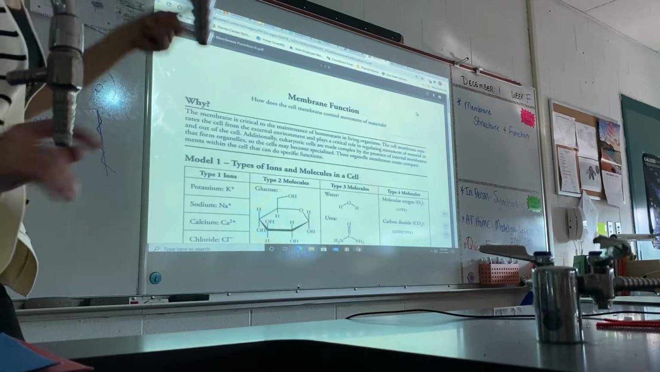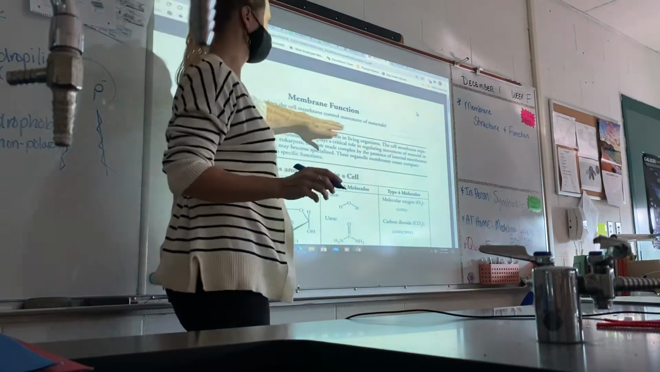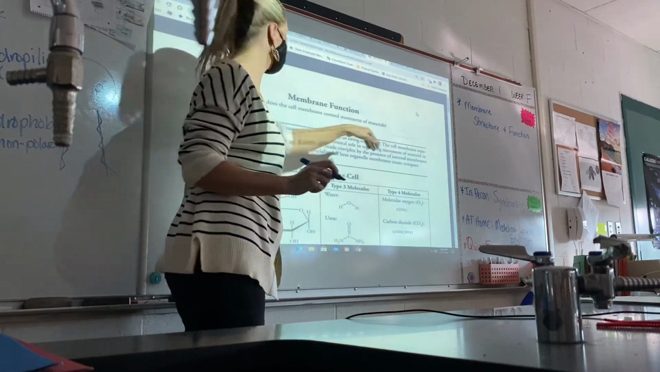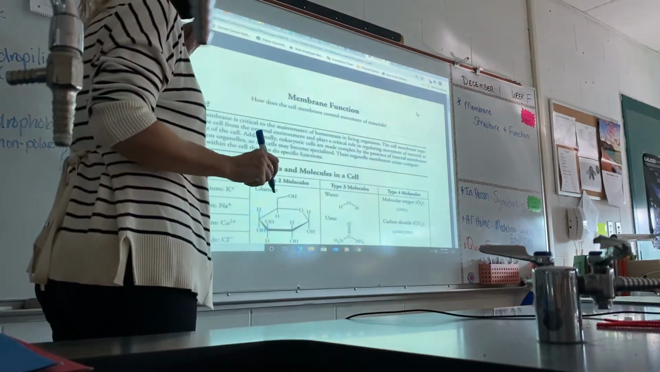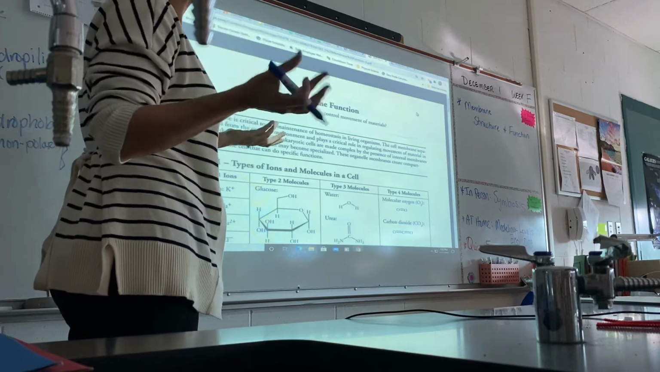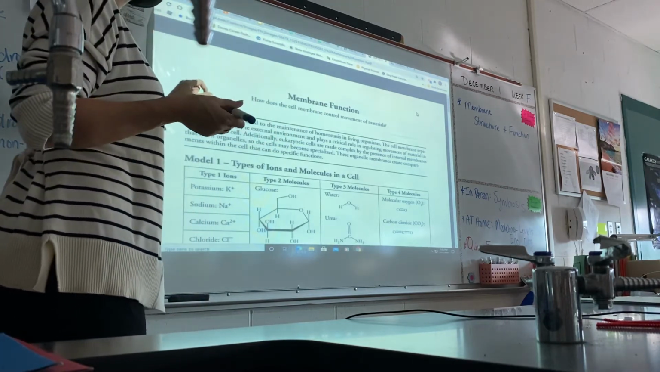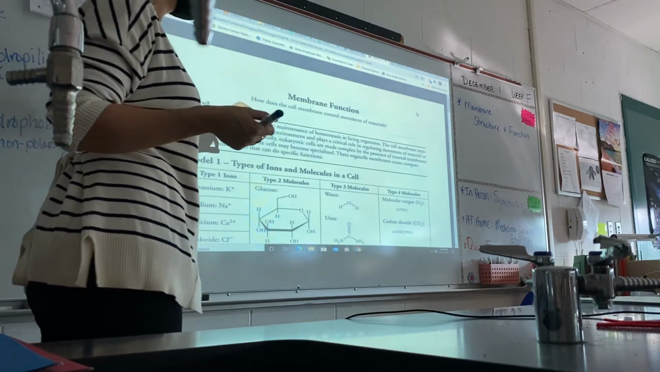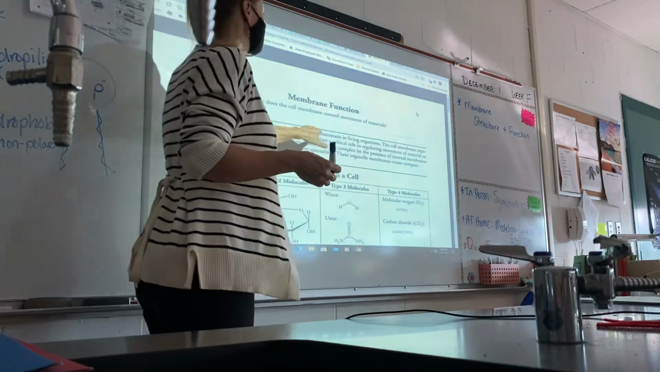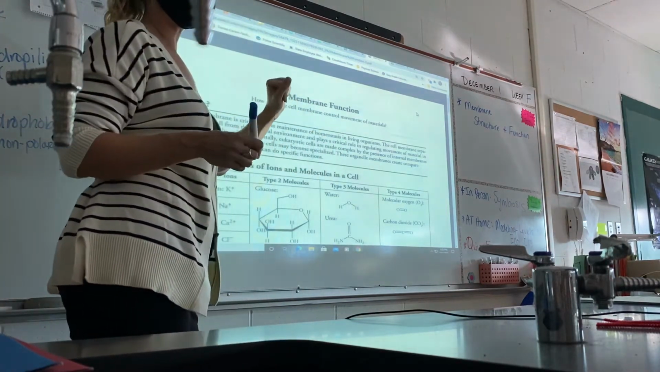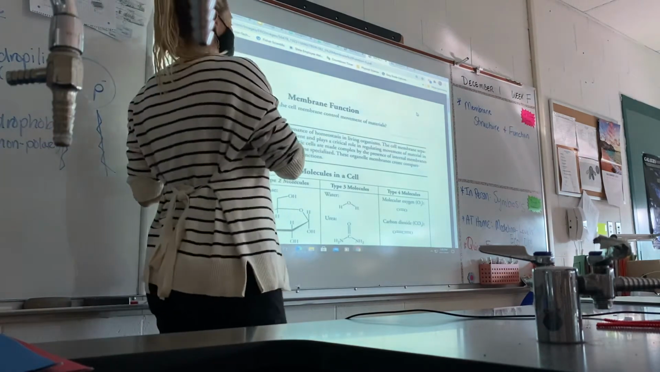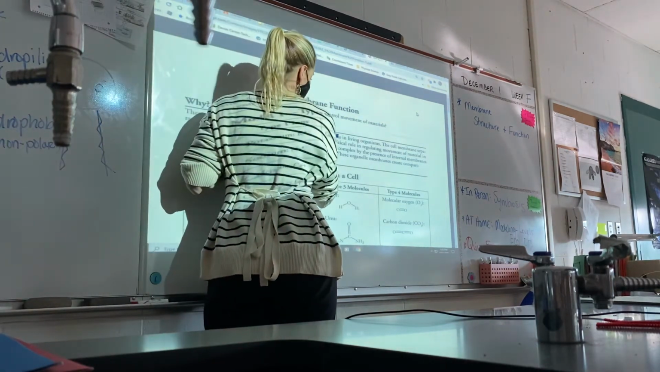We see that membrane function: how does the cell membrane control the movement of materials? So big picture, what's the importance of this? We know that the membrane is critical to the maintenance of homeostasis in living organisms. Now, I want to take a second and just talk about what that means.